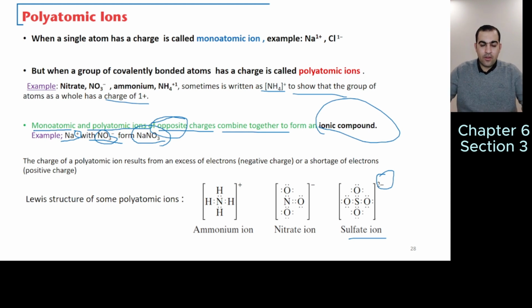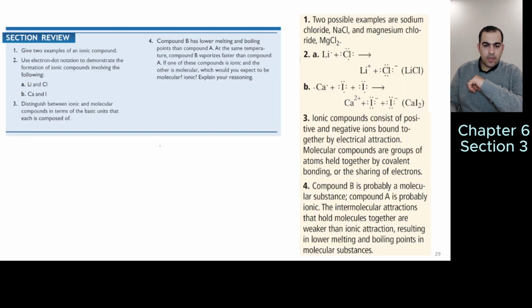That NaNO3 is a formula unit of the sodium nitrate compound, which is an ionic compound. NaNO3 is the formula unit; you don't write these charges. Okay, that's it. This is the end of the video. You can check, they're easy.